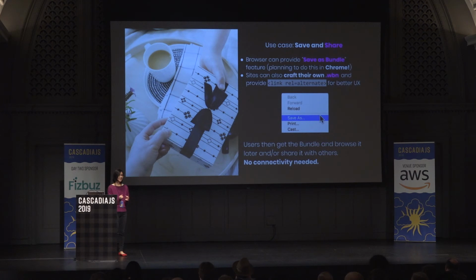But browsers cannot know everything about every site, so sites can also craft their own packages or bundles to provide much better UX, maybe as bite-sized consumable content. Then the browser can also discover that, and they can save that instead. Then your site can provide a really good self-contained user experience with the bundle.